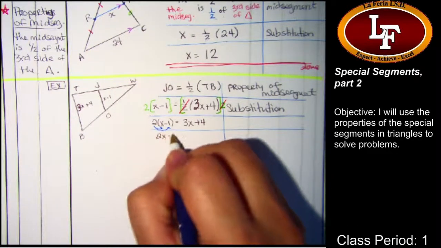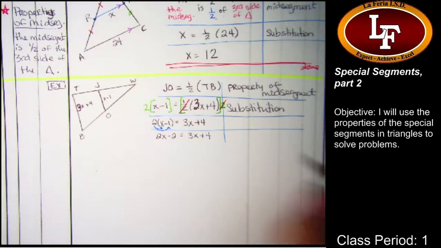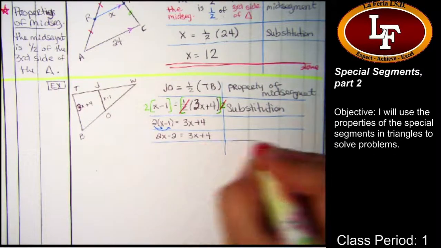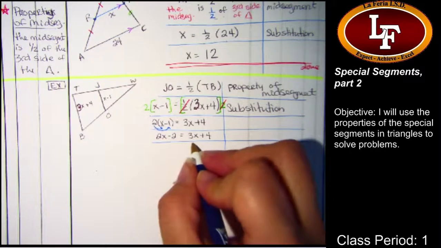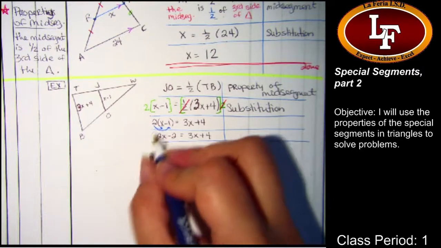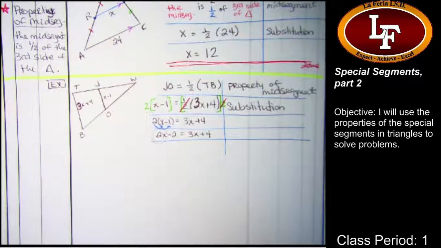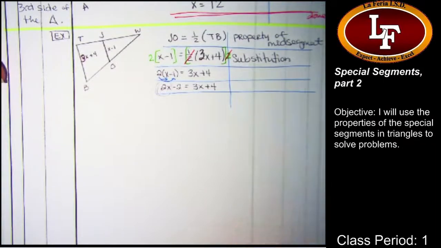2x minus 2, 3x plus 4. Give yourself your reasons, what it is that we're doing. I'm going to start writing smaller because I want to leave room for one more example. I'm going to subtract 2x from both sides. And I'm picking the 2 instead of the 3 just because the 2 is smaller. And if I subtract it, I'm going to end up with a positive x.